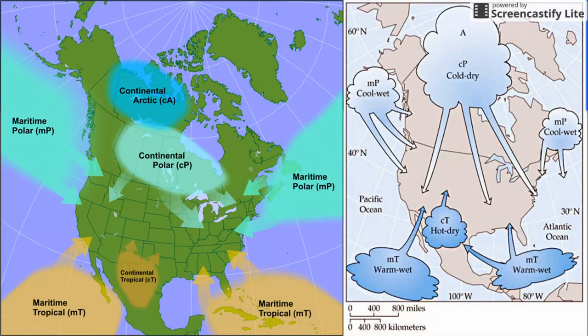If we look at a map, you'll see we have maritime polar coming in off of the Pacific, the continental polar from Canada, and more maritime polar coming off of the Atlantic Ocean. Then if you look below, we have continental tropical coming off of Mexico, maritime tropical coming from the area off of the Mexican coast and the Pacific Ocean, and maritime tropical coming from both the Gulf and the Atlantic. This map next to it tells you maritime polar is cold and wet, continental polar cold and dry, maritime polar cool and wet, continental tropical hot and dry, and maritime tropical warm and wet.